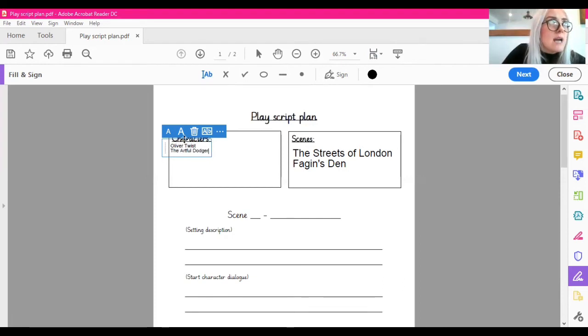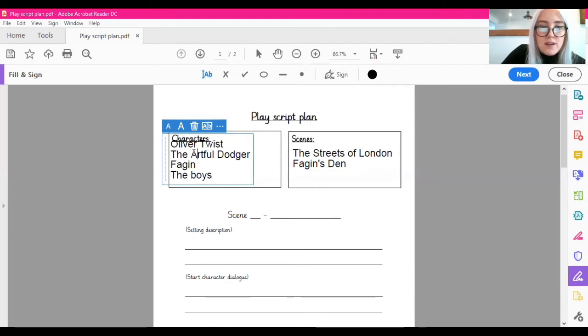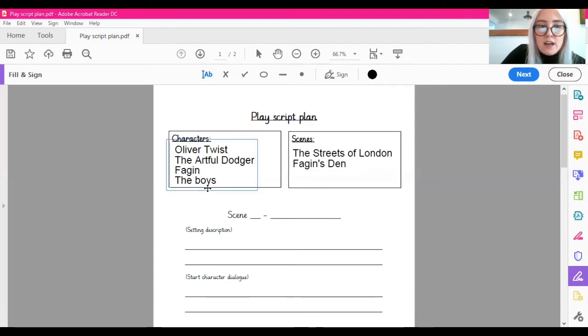Then in Fagin's den, what characters are there in Fagin's den? Well, of course, Fagin is there, and also the boys. So those are the characters that are within the scenes I have chosen.